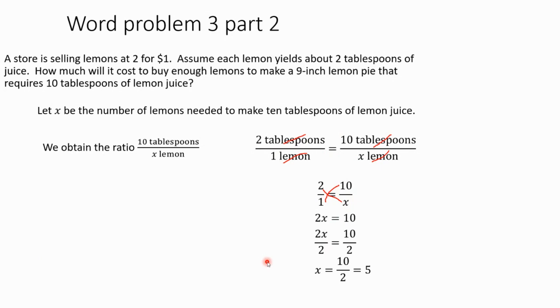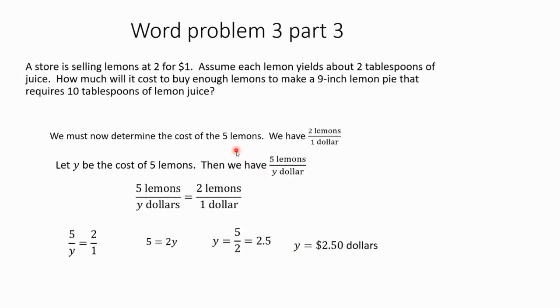So what we need to do is we need to get 5 lemons, right? That's what we need to get. 5 lemons. But that's only half the problem, right? Because we have to worry about cost. So we know we need 5 lemons. It's given to us also 2 lemons cost $1. So from here we have the ratio 2 lemons per dollar, like so.